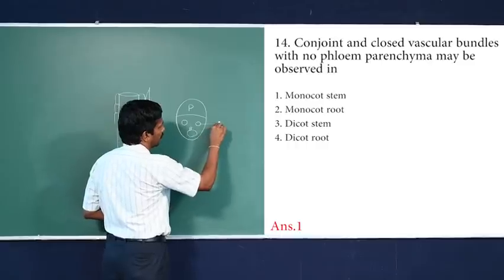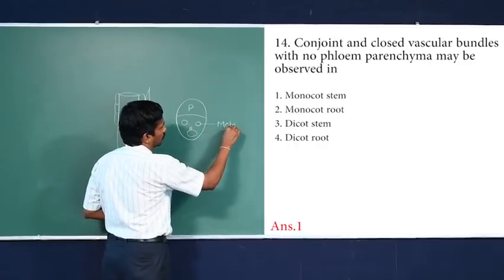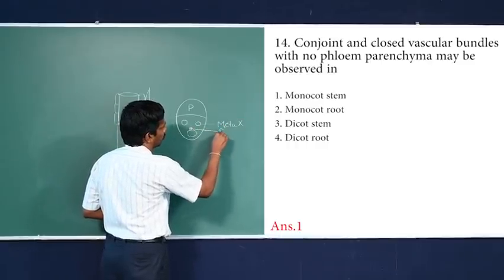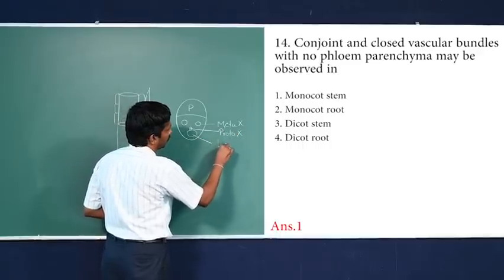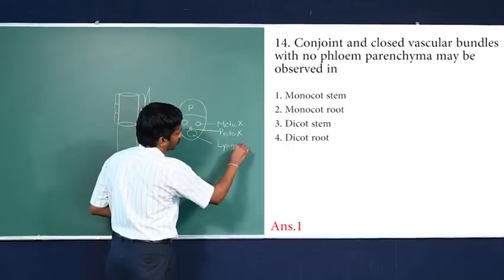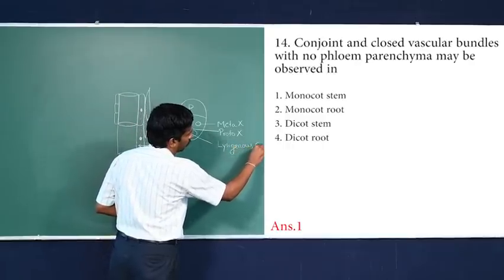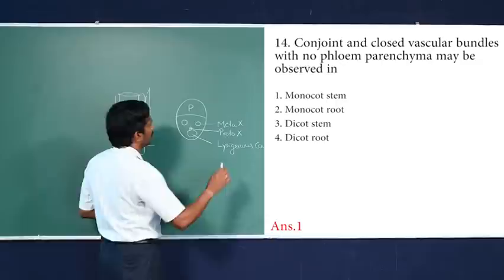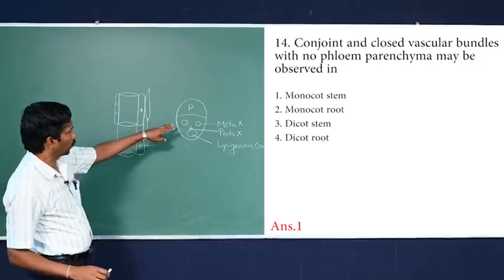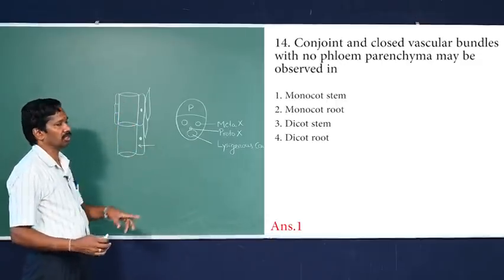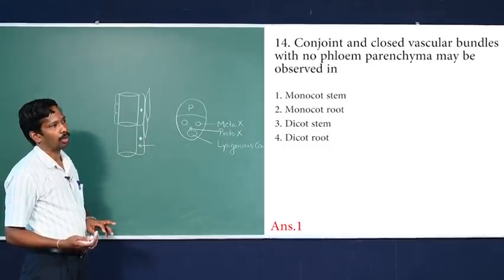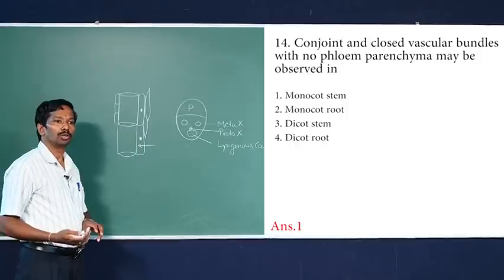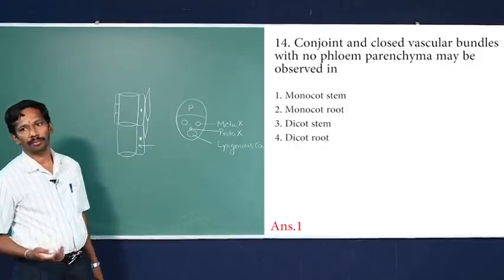So metaxylem, protoxylem, lysigenous cavity, or protoxylem cavity appearing like a human skull. So if you observe any diagram in this particular shape, you can directly identify it as a monocot vascular bundle or monocot stem vascular bundle. So the answer should be 1 for question number 14.